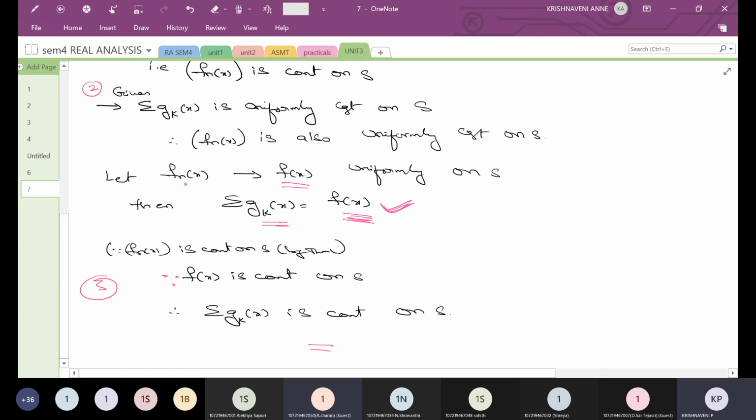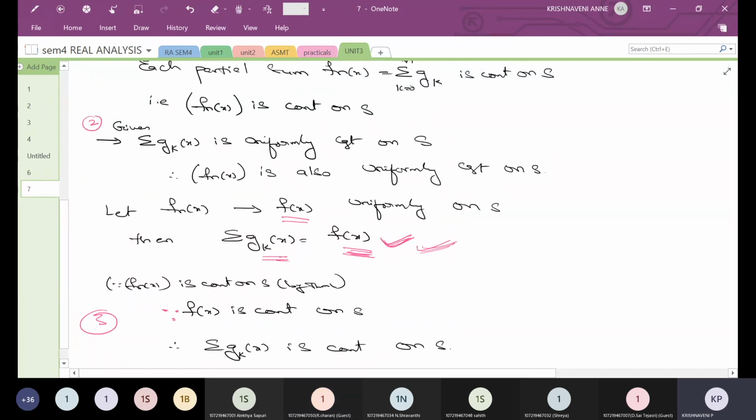Third step you want me to explain. Okay. I think you have understood till here, no? How did I write summation gk of x equal to f of x? Okay, next. See, in the first step, what did we conclude here? In the first step, we wrote that fn of x is continuous on S.